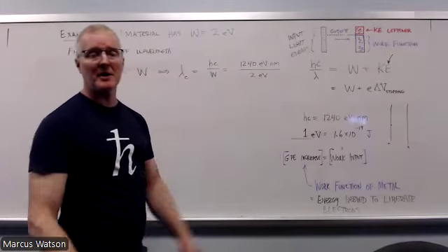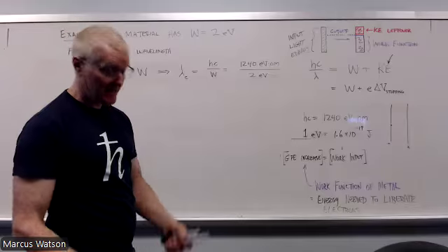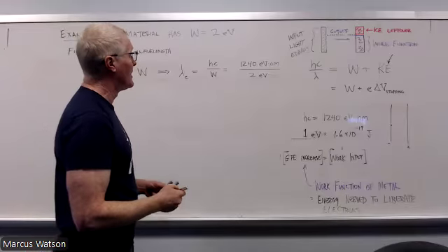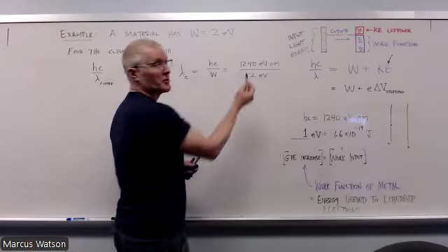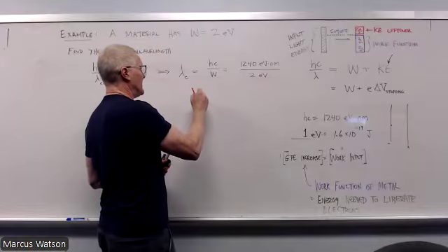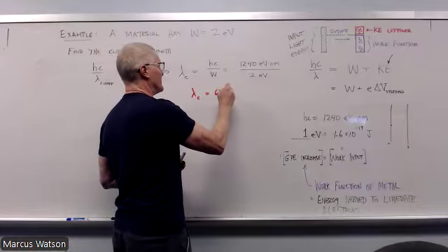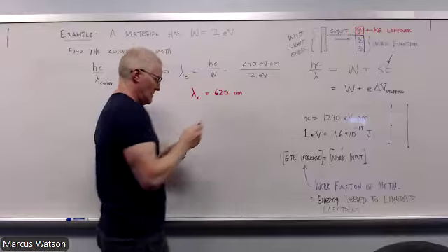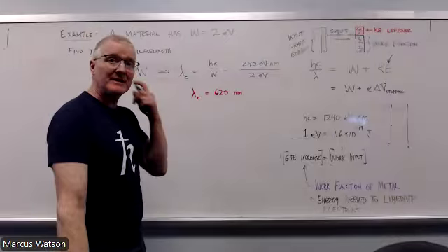Right, so my answer is going to come out in the useful units of nanometers anyways, which I'm going to be happy about. And it's going to be 620. Right, lambda c is equal to 620 nanometers. That is a very nice red.